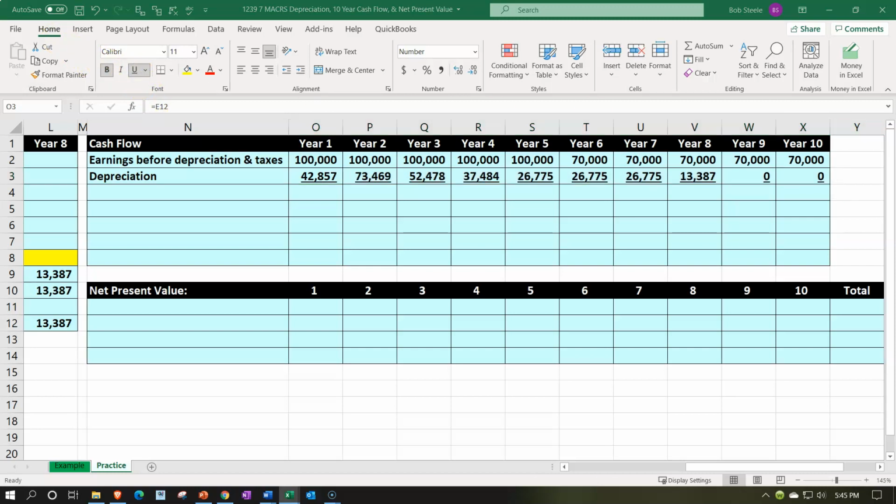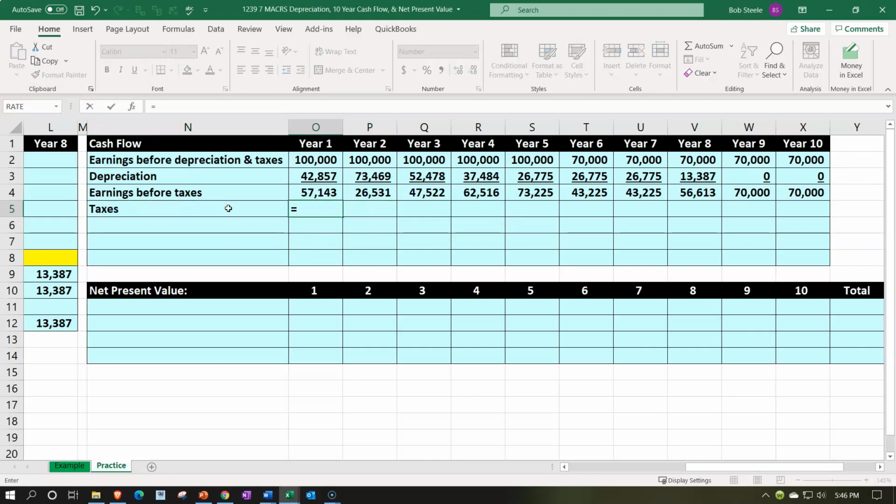Then the earnings before taxes is going to be equal to the 100,000 minus that 42,857. Let's copy that, Control C, and paste it on down all the way across. Oh, I messed up. Hold on. Try it again. Paste it again. There. That time I got it right. If you give me at least 3 shots, usually one of them I get right.